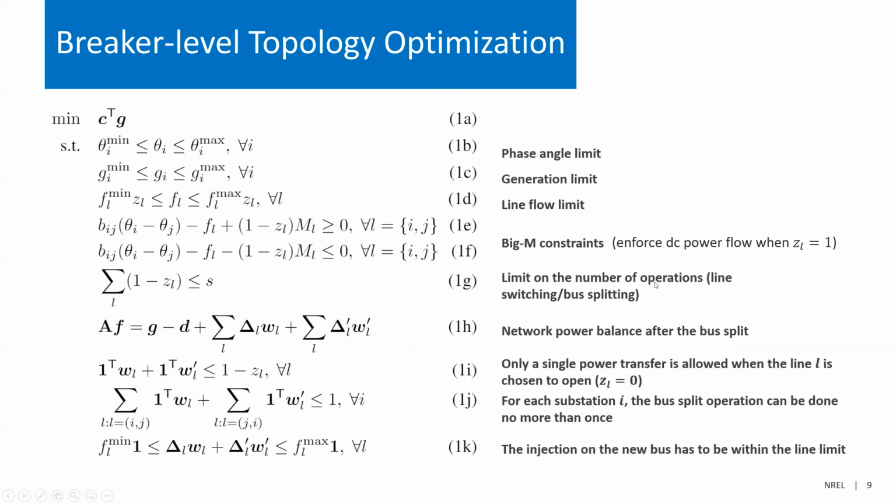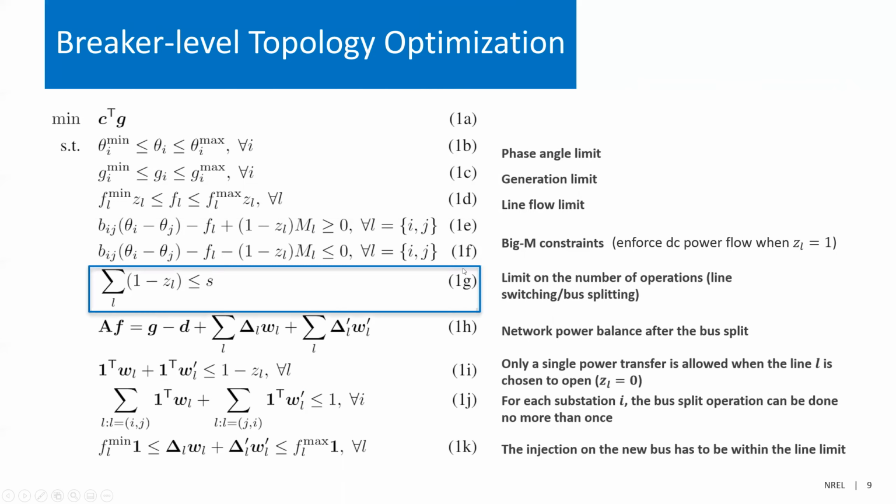After we introduce all this, we'll go to the final formulation of our topology optimization. In this model, we are trying to minimize the total generation cost. After that, 1B to 1D gives the phase angle limits, generation limits, and line flow limits. After that, these two constraints are called the big M constraints, which enforce the DC power flow when the line is connected. When the line is disconnected, they become redundant because of this defined large M here.